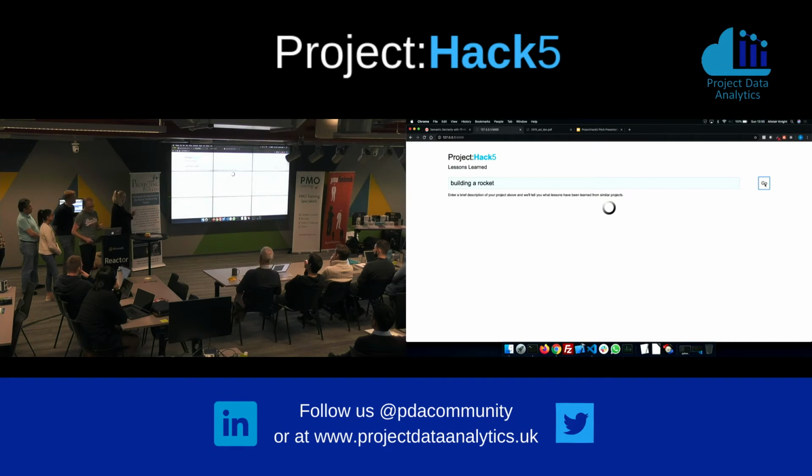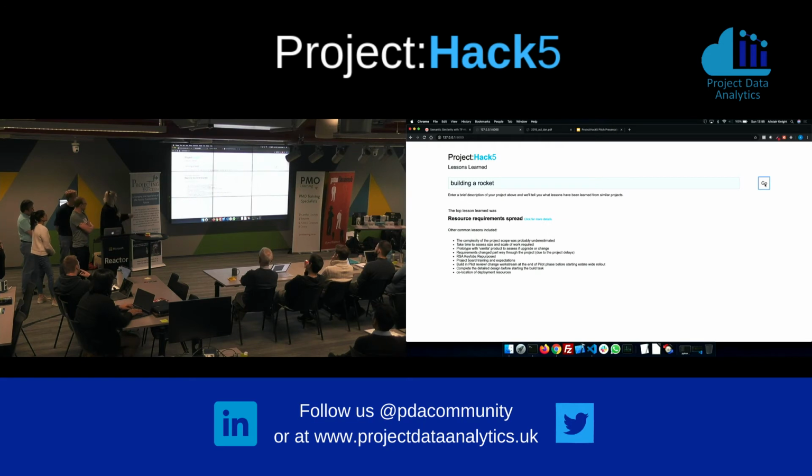So it's using the Google Universal Sentence Encoder, which essentially embeds the sentence in a vector space. So sentences that are near each other in the vector space are similar, in theory. So yeah, it takes a while.